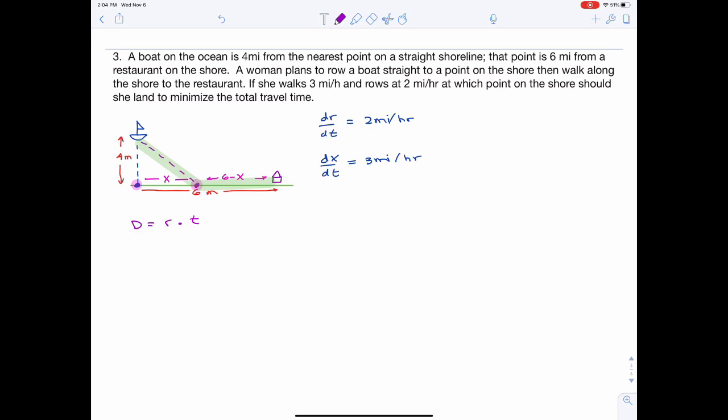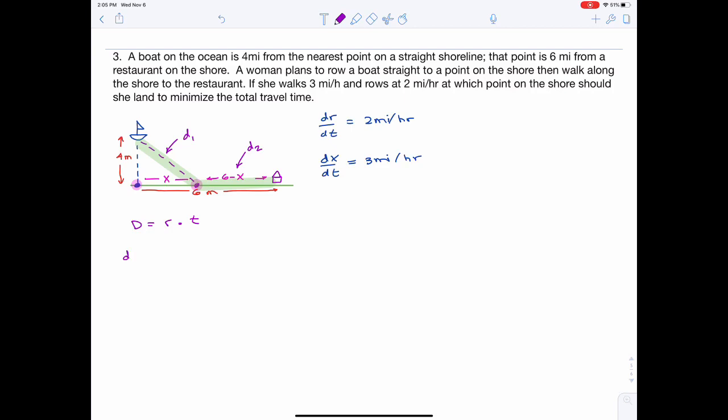So what I'm going to do is come up with 2 equations. I'll come up with an equation for this distance, I'll call it d1, and then an equation for the distance of the walking. So the distance that she rows, the distance that she walks. Okay? And then I'll solve each of those for time. So let's start with distance 1.